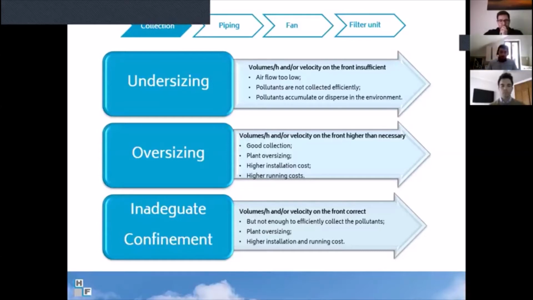And the third thing is if the confinement is not made in the proper way.